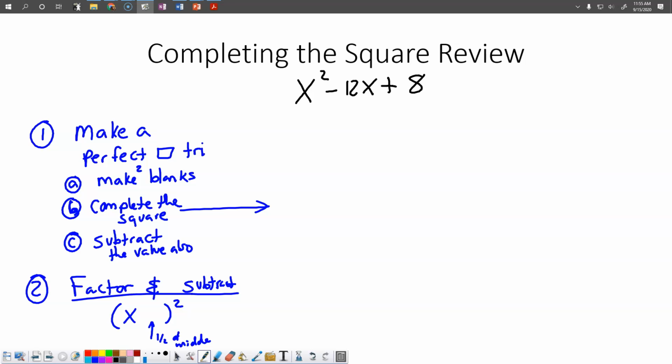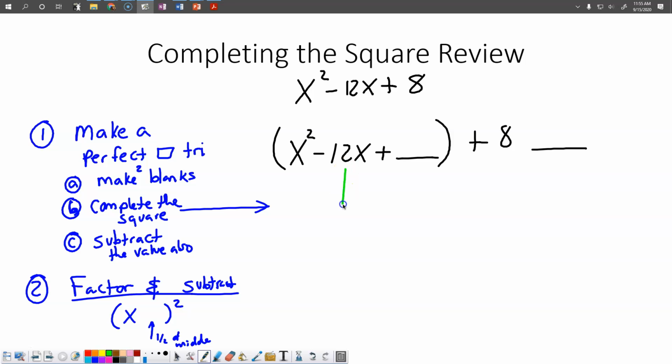Here's what you guys should have put for step 1A. You should have made 2 blanks. You should have put one here after the 12 in parentheses, and then you should have put one after the 8 as well. Go ahead and do step 1B. Pause the video if you need to. The next step would be to take half of this number, which is 6, and then you should have squared it. Now, just so you guys know, you don't have to show this green stuff whenever you do your work. You just do it mentally. I'm okay with that. But what you should have gotten here was 36.